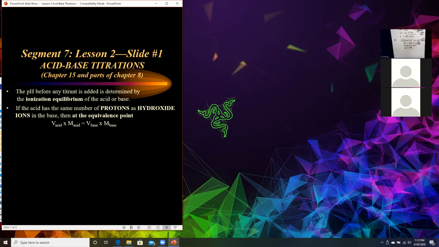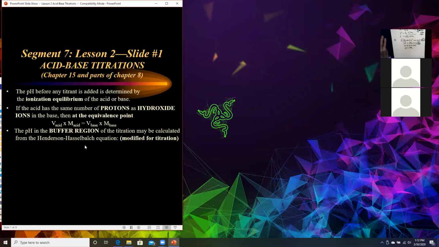Now let's look at other points in the titration. The pH in that buffer region is calculated using the modified Henderson-Hasselbalch equation. Now I've modified it over here to show you what it would be in the case of just volumes. What we did in the previous checkpoint problem, when we added base to a buffer, works the same way. I've just made it so it's a little bit easier to put into an equation using the volumes that we put in.